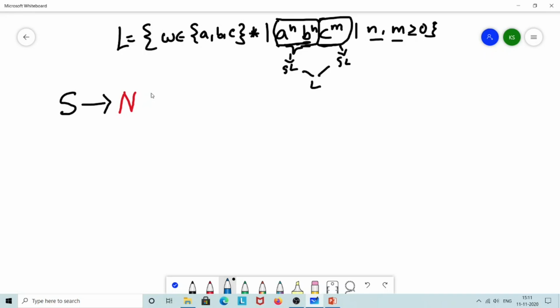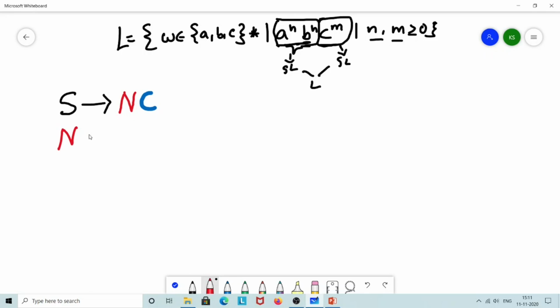So I will write another non-terminal C. This C is for deriving m number of C's. So S gives NC. Now for these two individual non-terminals, I have to write a rule. First one is N.